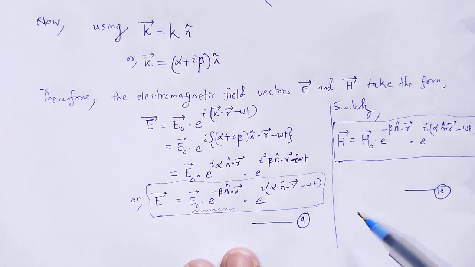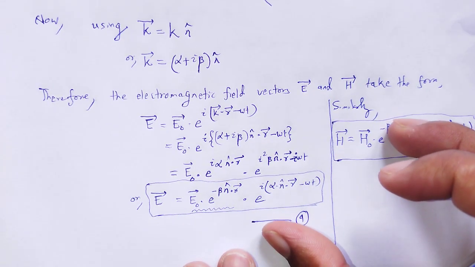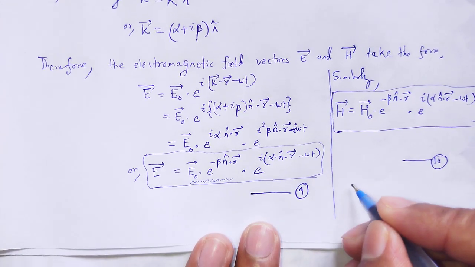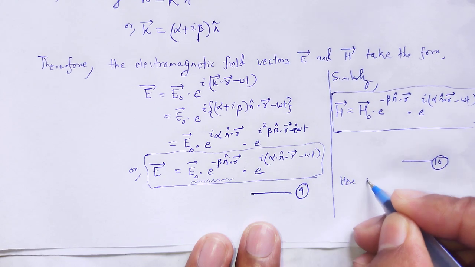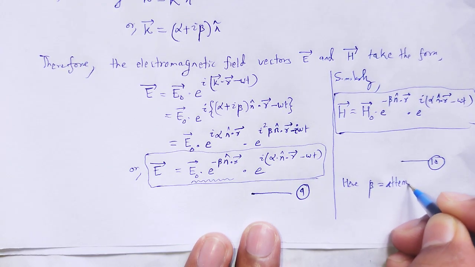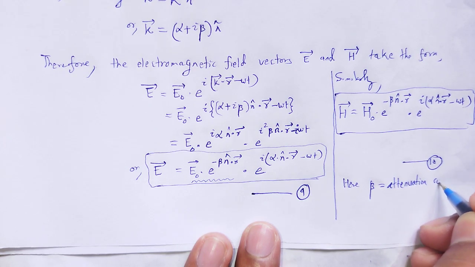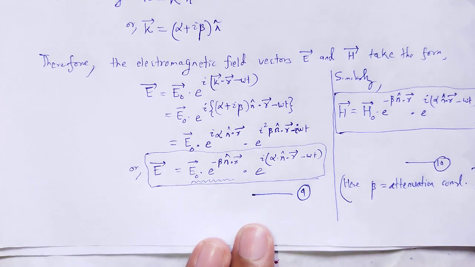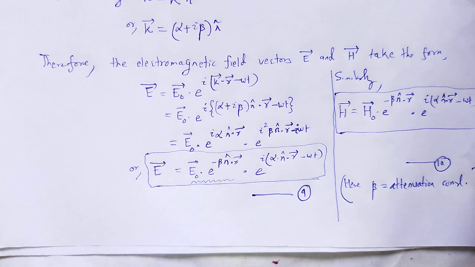Here beta we call the attenuation constant. Its value gradually decreases. Let me define what skin depth is and give the expression for skin depth.